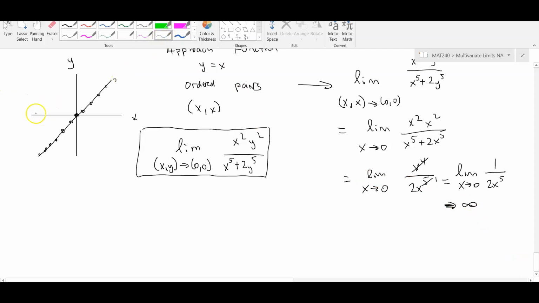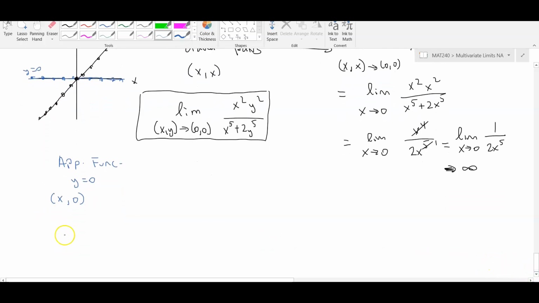But let's just demonstrate this. We said another function we could have taken is the function y equals 0. This was the function y equals x. So now if our approach function is the function y equals 0, let's think about all the ordered pairs on here. All the ordered pairs on this horizontal line are of the form some value of x, which can vary, but where the y value is always 0.